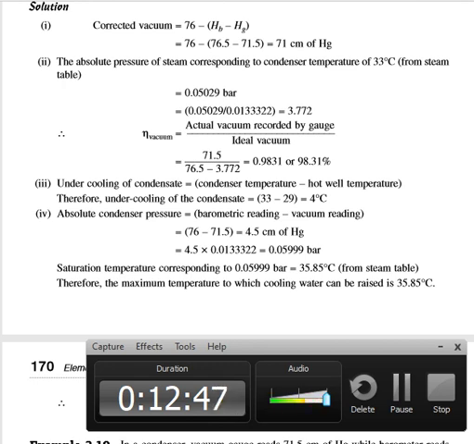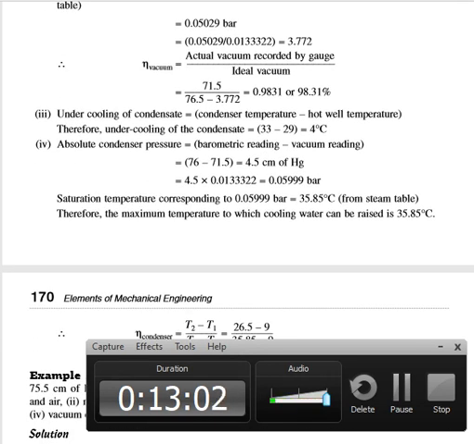And from this pressure, you have to go again to the steam table. From the steam table you locate this value, and you will get the saturation temperature. You will get 35.85 degrees Celsius from the steam table. We are getting the value from this pressure value. Therefore, the maximum temperature to which cooling water can be raised is 35.85 degrees Celsius.